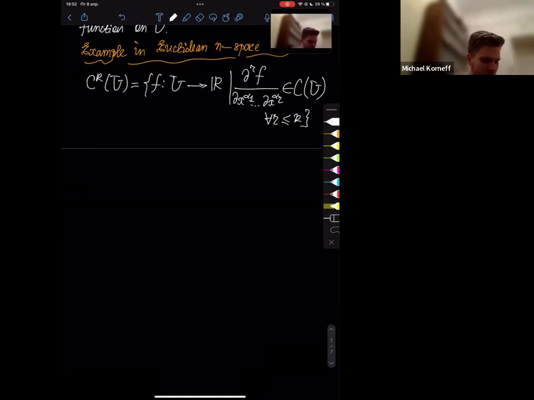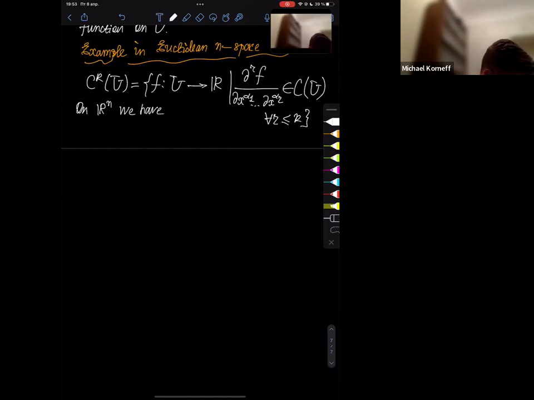This condition is local, obviously, and hence the set of such functions are collatable. And furthermore, we have a nested sequence of subsheaves on R^n. On R^n, we have the following nested sequence: C infinity to C^k minus 1, and so on.